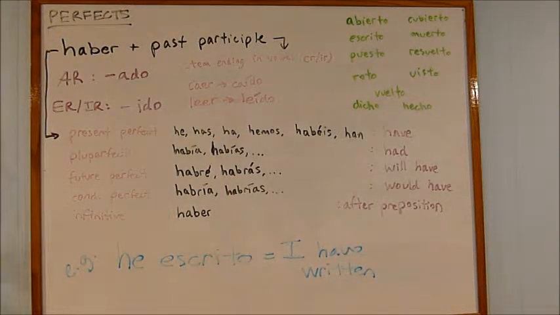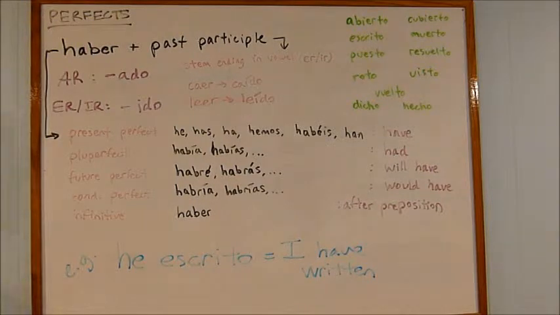To form it, if you have an AR verb, let's say hablar, you take off the AR so you just have the stem, and then you add ado. So hablar would become hablado. If you had an IR verb, let's say pedir, then you would take off the IR and you'd add ido, so you'd say pedido. And so that's how you form the past participles.